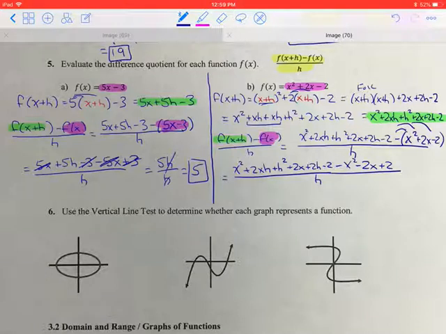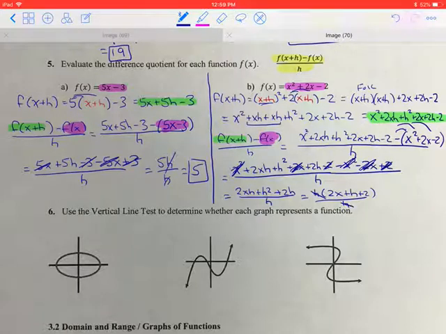Now what happens on a difference quotient is everything that doesn't have an h should cancel. So the x squared and the minus x squared cancel. The plus 2x and the minus 2x cancel. The minus 2 and the plus 2 cancel. So I'm left with 2xh plus h squared plus 2h all over h. Now everything that's left has an h in it, so I'm going to factor that out. And then once I've factored it out, I can cancel it. And I end up with 2x plus h plus 2.